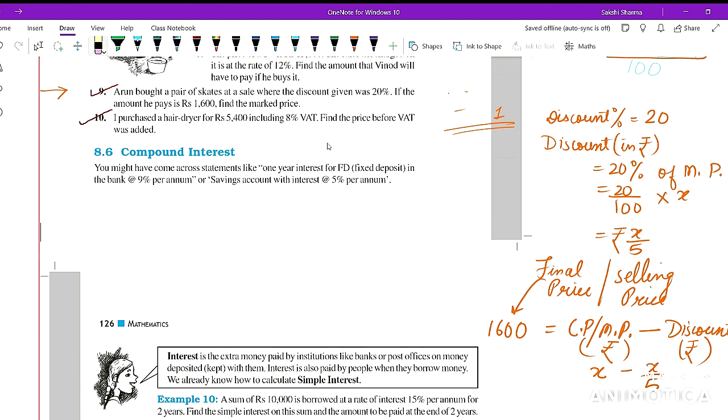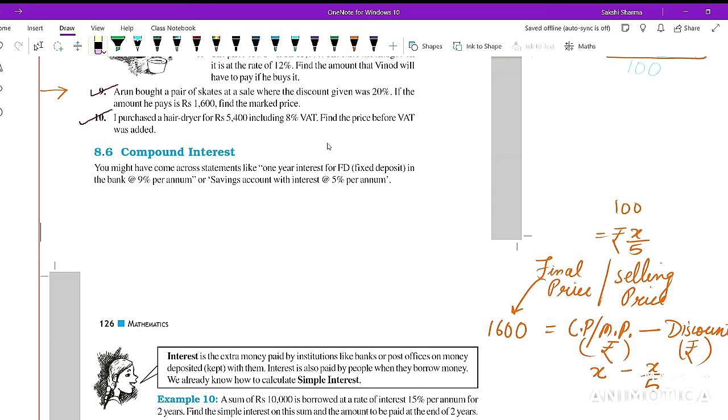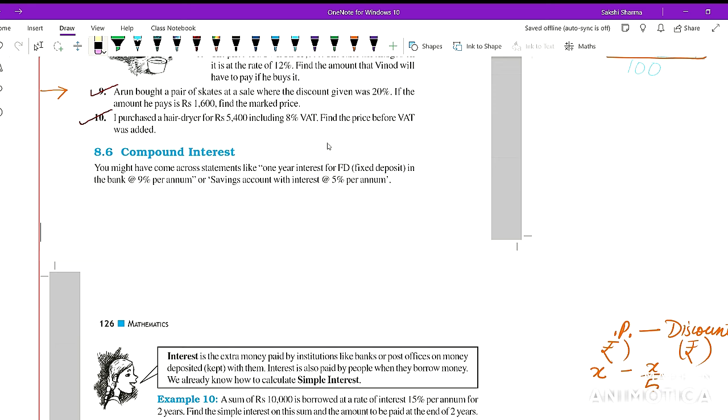Question number 10. Again, it's similar to question number 1 and question number 9. If you look at the question, you will observe that the original price is not given. I purchased a hair dryer for 5,400 rupees, including 8% VAT. So this is the price which was paid in order to buy the hair dryer. This price includes the VAT. Find the price before VAT.